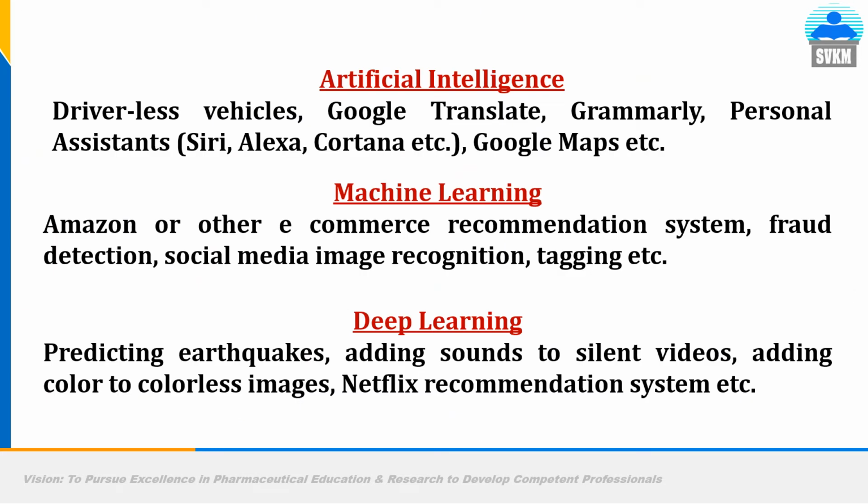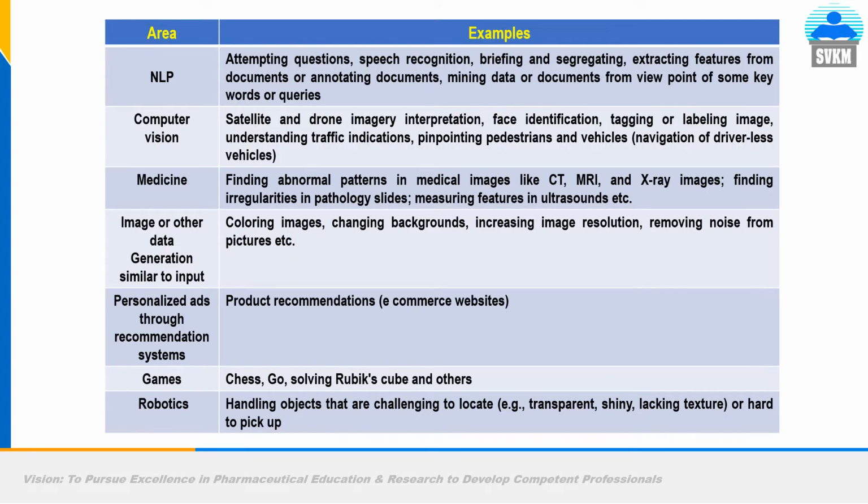But yes, the coming era will be of the driverless car, because they are much better than human drivers. So as I told you, applications of AI: driverless vehicles, Google Translate, Grammarly, personal assistants, Google Maps. If you talk about applications of machine learning: Amazon or other e-commerce recommendation, fraud detection, social media image recognition and tagging of images, deep learning, predicting earthquakes, adding sound to silent videos, adding color to colorless images, Netflix recommendation. So these are all applications of machine learning or AI.